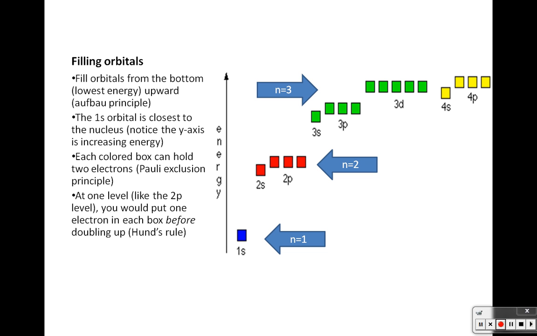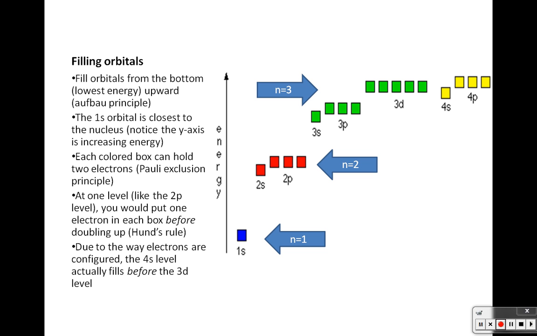Finally, at one level, like say the 2p level, you would put 1 electron in each box before doubling up. And that's known as Hund's rule. I'm going to show you how that works with an example on the next slide. One of the things to notice is this diagram only goes up to 4p. Obviously there are more orbitals, and I'm going to show you those. This diagram doesn't even touch the f orbitals, but we don't need it for the atoms I'm going to show you, and this makes it a little easier rather than having a ton of boxes everywhere.